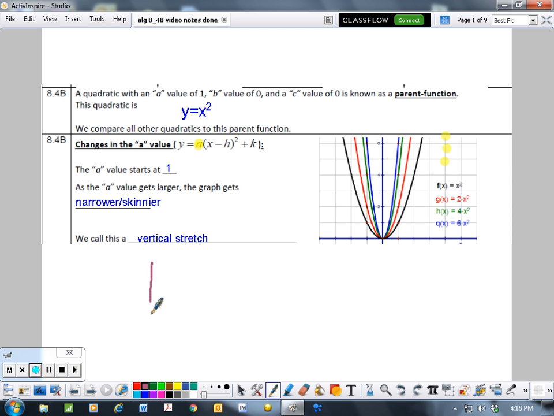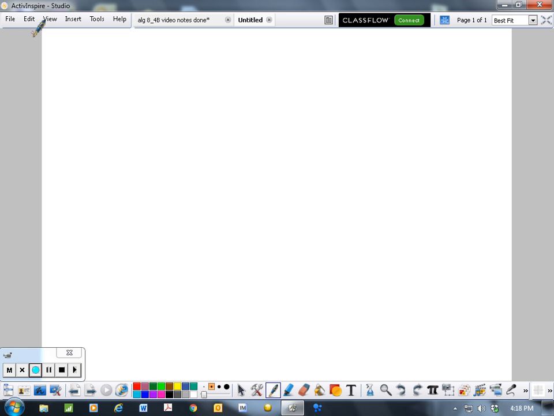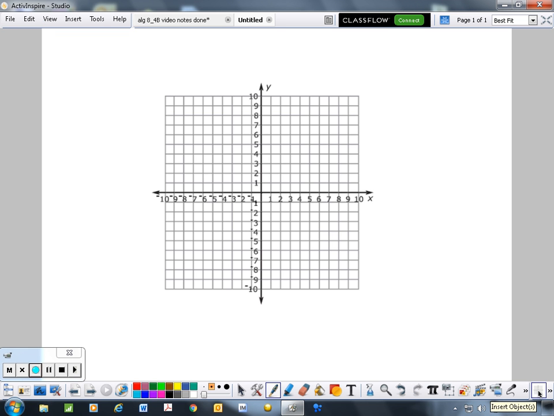It starts at (0, 0). So y equals x squared, pretty simple. We have a vertex at (0, 0). Our slope is going to be 1, 3, 5, 7. So up 1 over 1, up 3 over 1, up 5 over 1. And that's our basic quadratic graph.